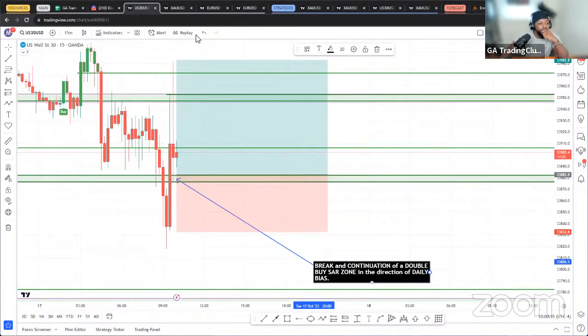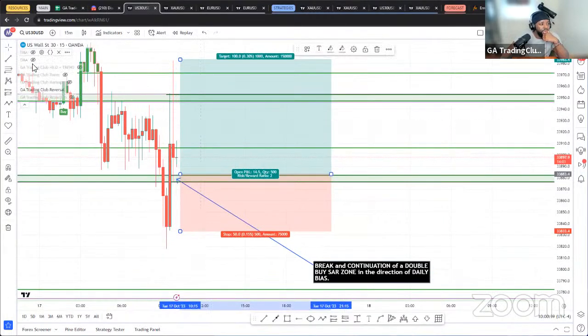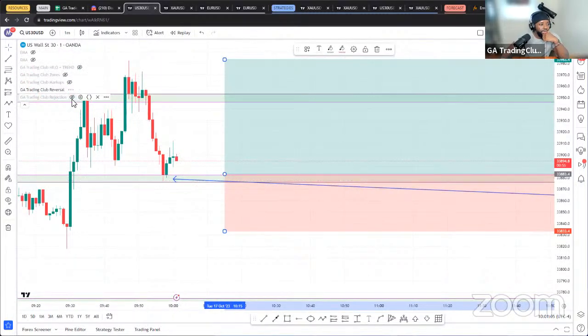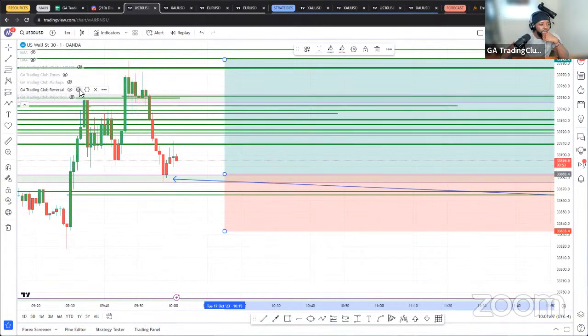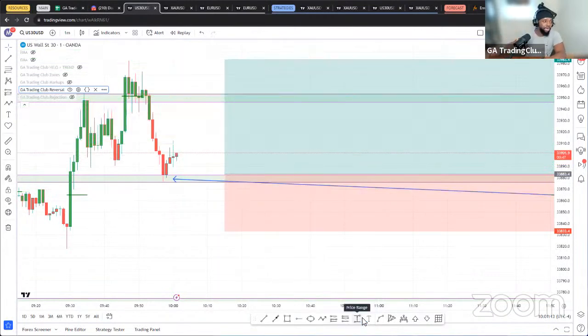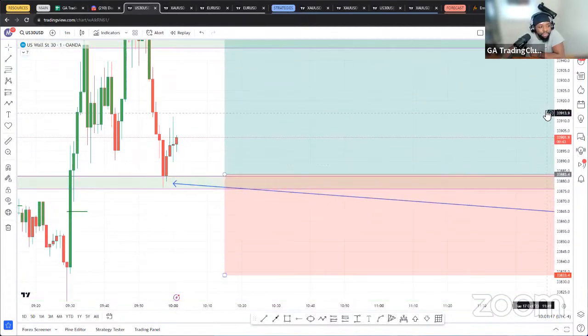So I'll just wait for US 30 to come back down. At this point, I will go to the 1 minute time frame, and then I'll wait for price to come back down there. I'll remove the extension of my SARs because I do not extend my SARs on the 1 minute and 5 minute.